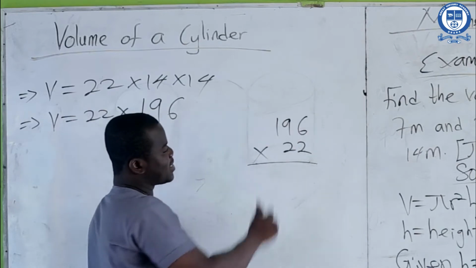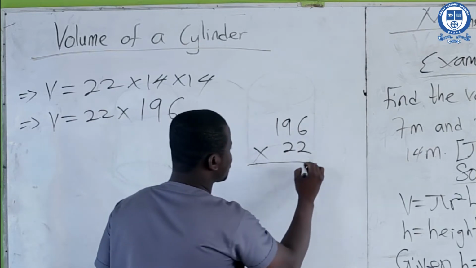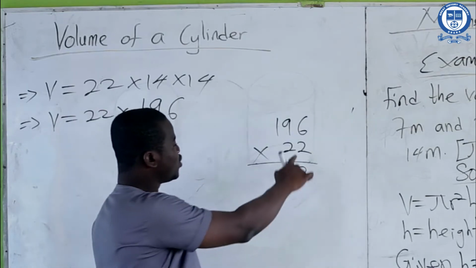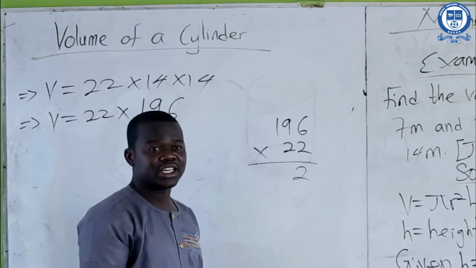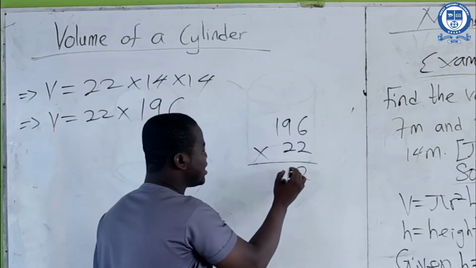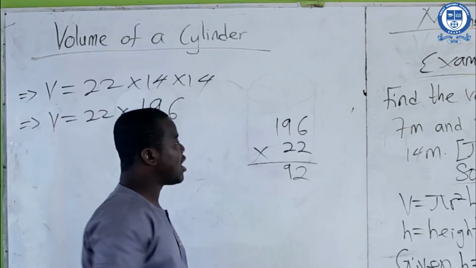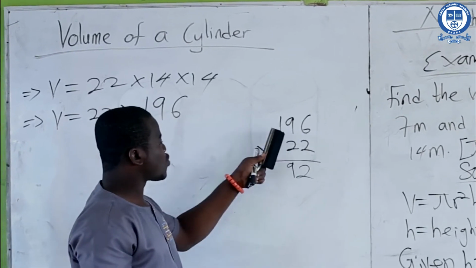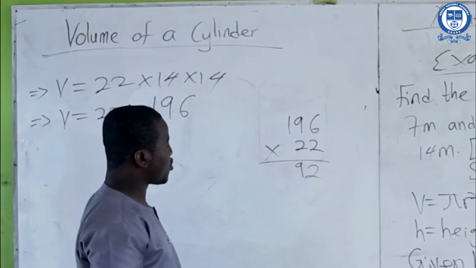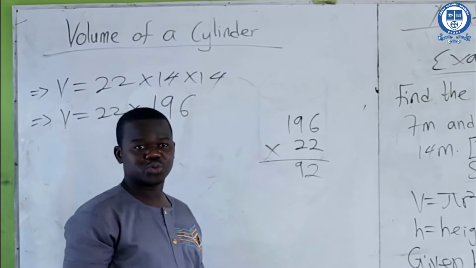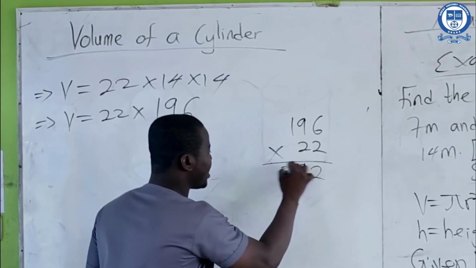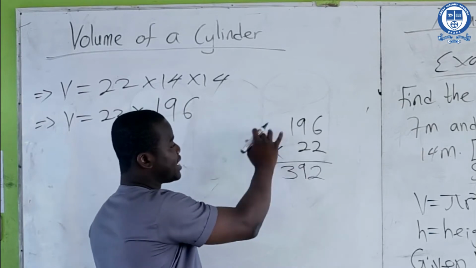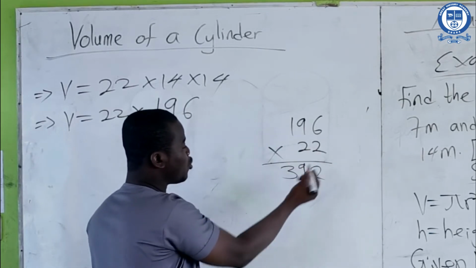2 times 6 gives you, of course, 12. Remainder 1. Then 2 times 9 gives you 18, plus our remainder 1 will give you 19. We'll write the 9, leaving our remainder 1. 2 times 1 gives you 2, plus the remainder 1 will give you 3. And basically you realize that we're multiplying 2 again by the whole of this. That simply means that this number here is going to repeat itself.